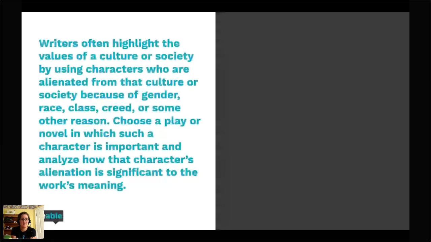Choose a play or novel in which such a character is important and analyze how that character's alienation is significant to the work's meaning. So what's question number one, of course? And this one, it actually says it. What is question number one always? And what do you got to tie everything back to? These ones are also different because it gives you a chunk here that's the theme itself. So you got to answer questions about that theme as well.